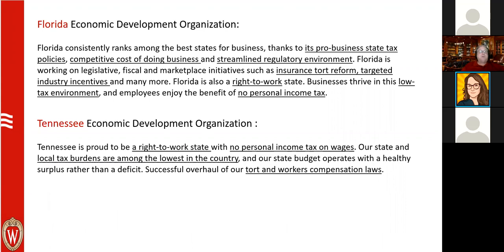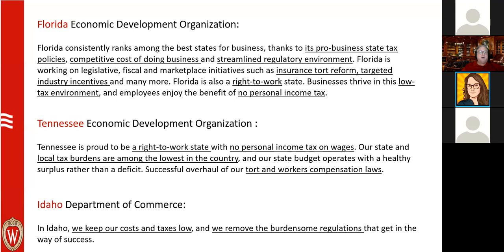The workers voted it down. They said, no, we don't want to do it, because they were convinced that if they voted to unionize, Volkswagen was going to shut down and move. Volkswagen basically was saying, we kind of wanted them to unionize. Idaho: we keep our costs and taxes low. We remove the burdensome regulation. So again, these are all taken from January or February of this year. So many states are still thinking this way, okay?